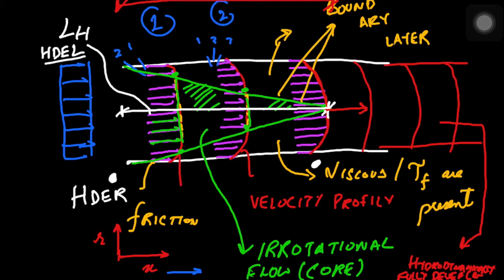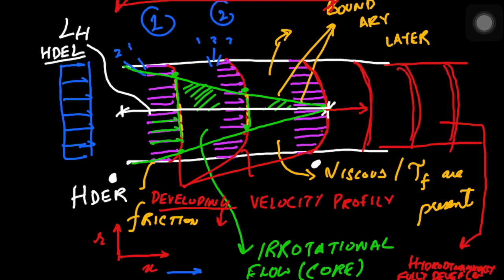If I look at these first three profiles, these are developing velocity profiles. They are trying to develop to a uniform velocity profile. So these three are called developing velocity profiles, and once it is developed completely and the velocity profile remains unchanged, then this is called the fully developed velocity profile.